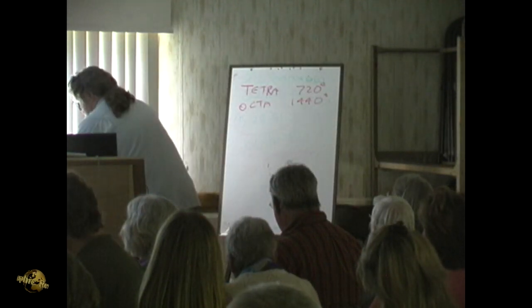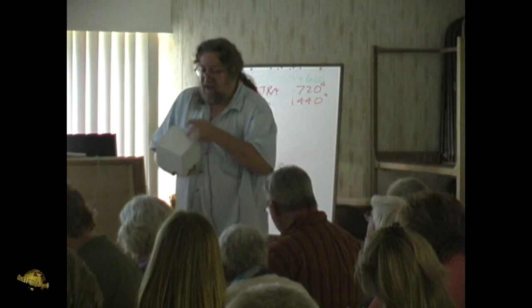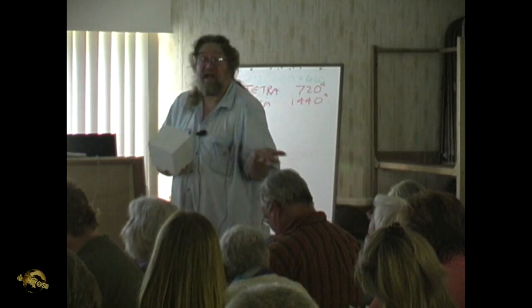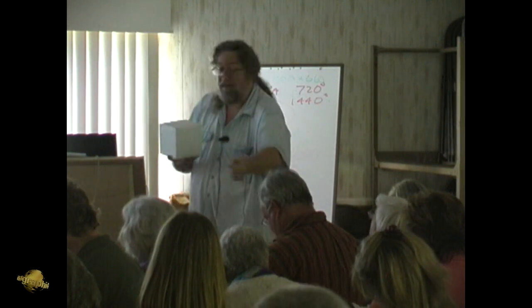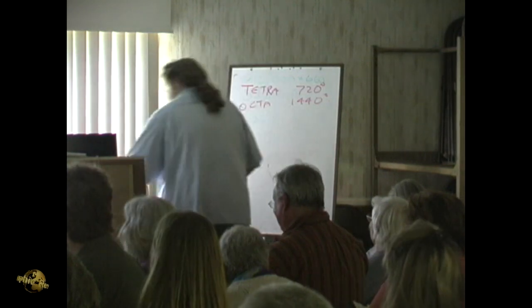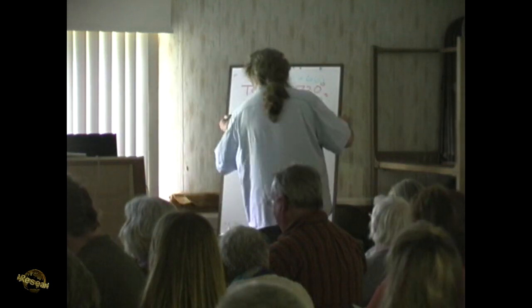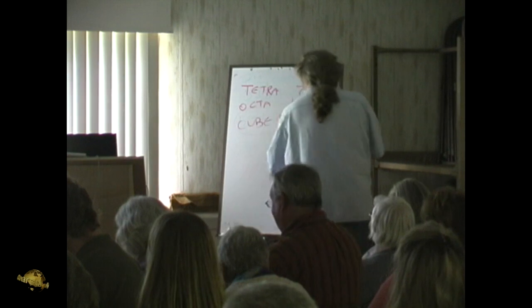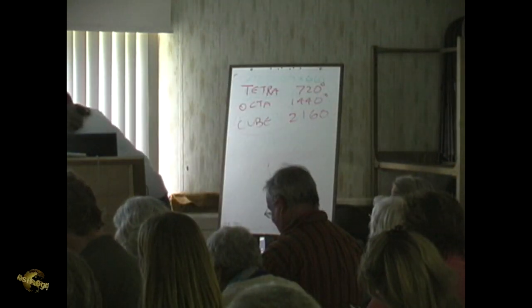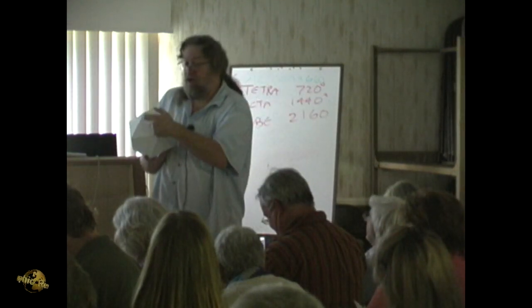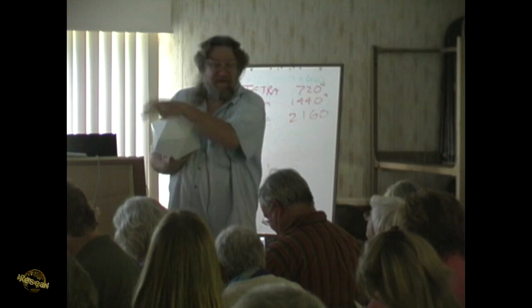All right, well, let's keep going. Here we have a cube, also called a hexahedron. 90, 90, 90, and 90. 4 times 90 is? 360 times 6. 360 times 6, Lee. 2160. 2160, says Lee. Okay, let's try the icosahedron. Triangular faces, 180 degrees each, 20 faces. What's the angular measure of the icosahedron?